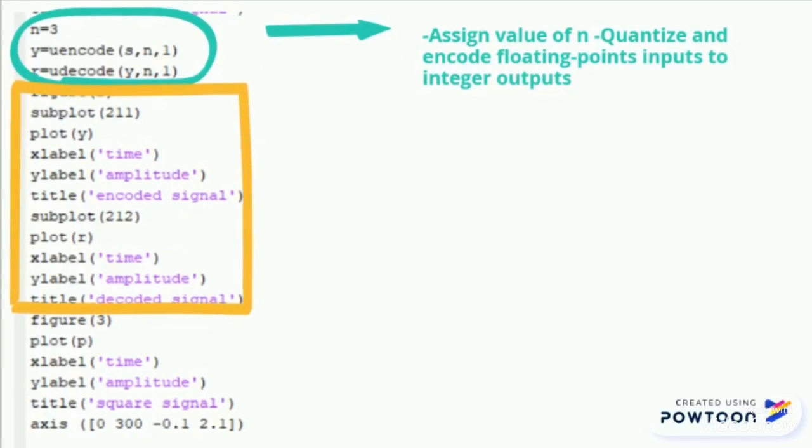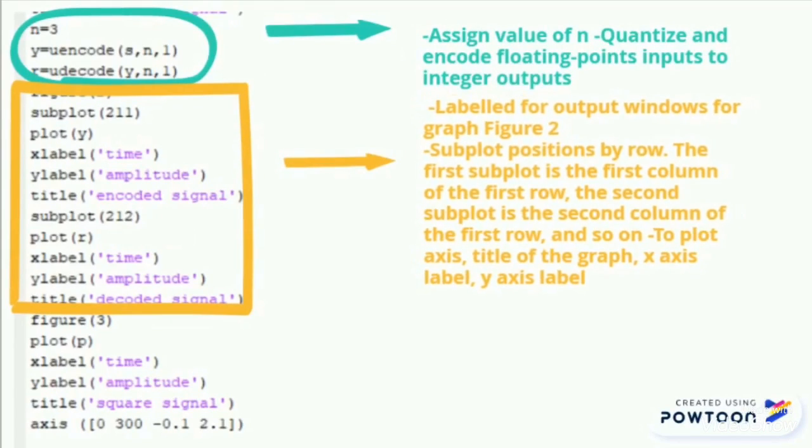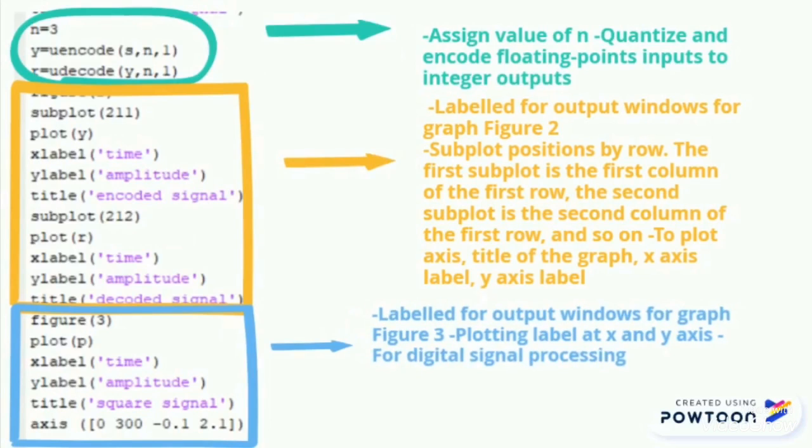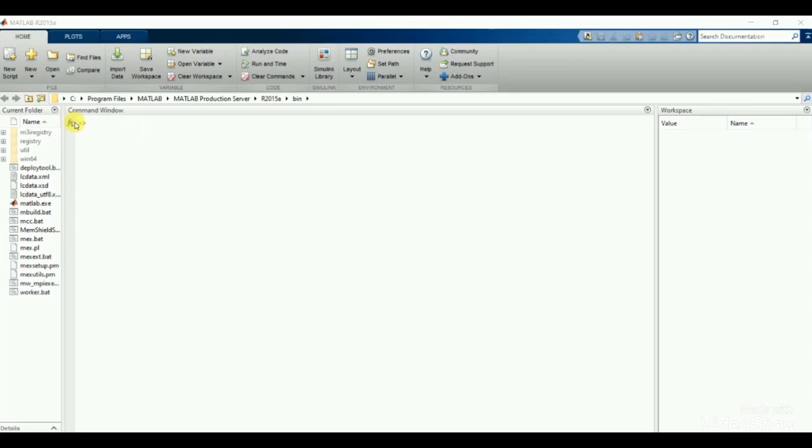Fourth is to assign the value of n. Quantize and encode floating point input to integer output. Then, label for output window for graph figure 2. Third, label for output window for graph figure 3, plotting label of x.